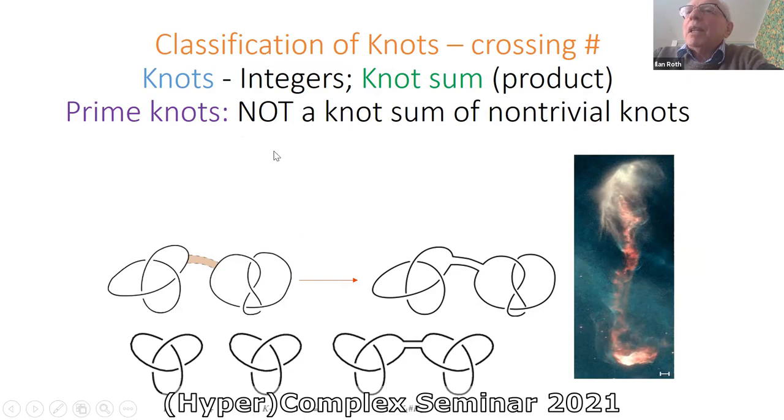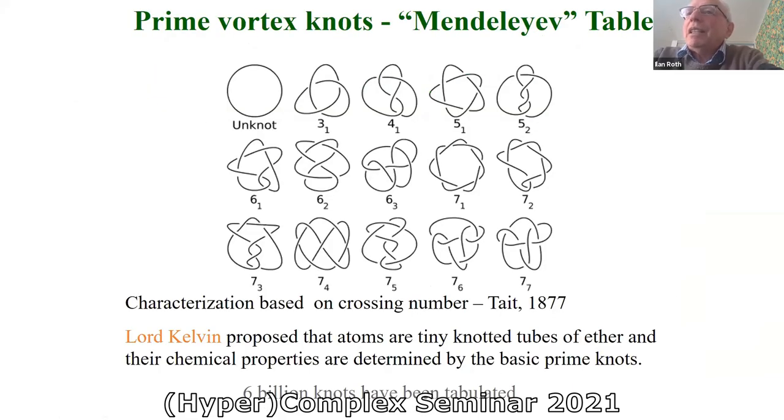In principle, this is like describing the knots by integers and the knot sum by product, and automatically you will have some prime numbers, as in the simple case of integers. These prime numbers are like prime knots, and therefore there was an inclination to claim that this is essentially a Mendeleev table, which we can create.